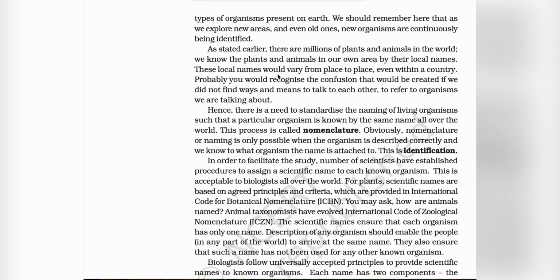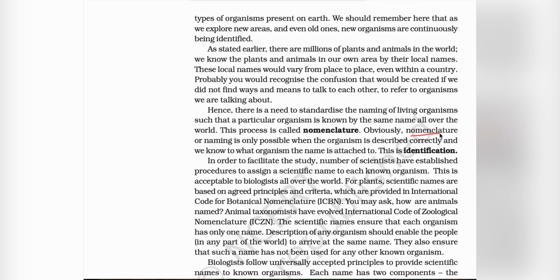These local names would vary from place to place, even within a country. Probably you would recognize the confusion that would be created if we did not find ways and means to talk to each other to refer to organisms we are talking about. Hence, there is a need to standardize the naming of living organisms such that a particular organism is known by the same name all over the world. This process is called nomenclature.